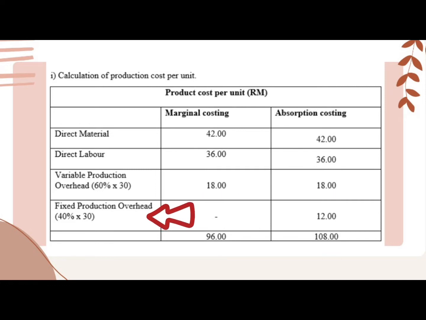Meanwhile, to calculate fixed production overhead, 40% needs to be multiplied by RM30. The value of fixed production overhead will only be recorded in absorption costing, at RM12. Finally, we need to add all the values. Total marginal costing will be RM96, while absorption costing will be RM108.